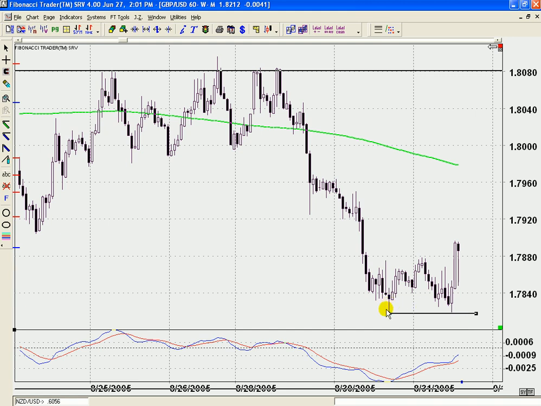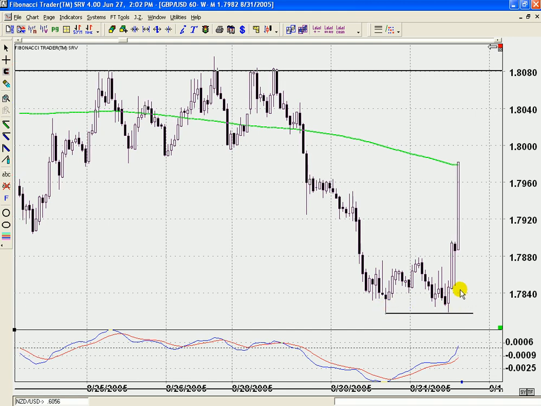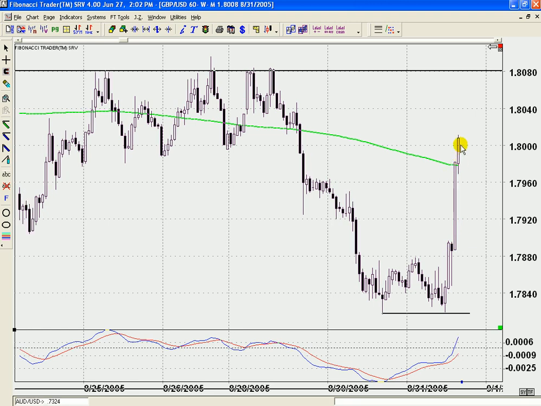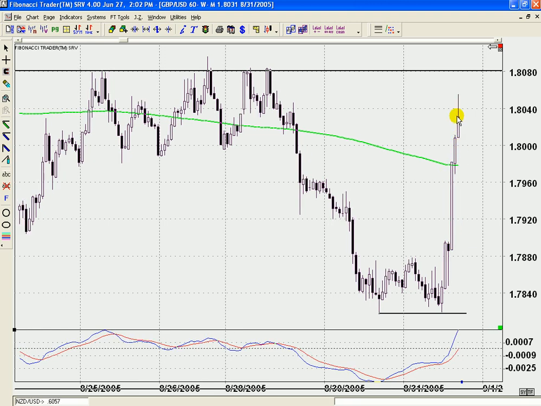Now let's see if this low holds. It holds all right. And trading this daily low certainly paid from 178.40 to 180.40, 200 pips.